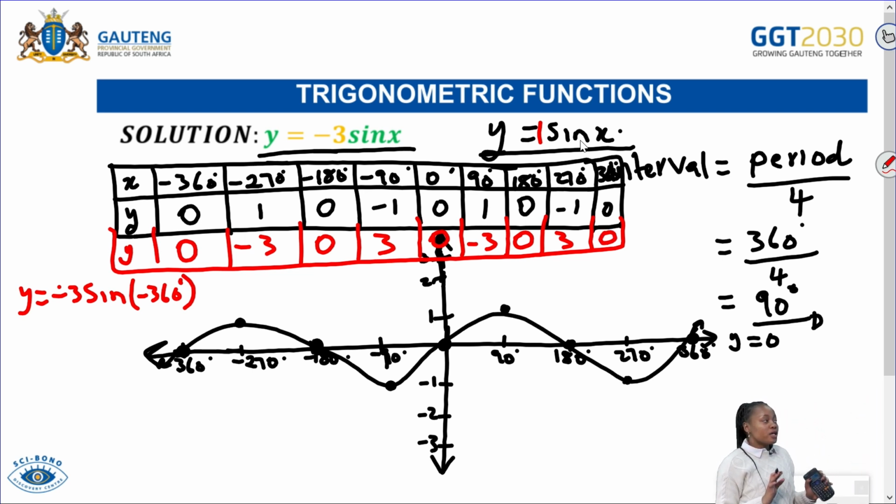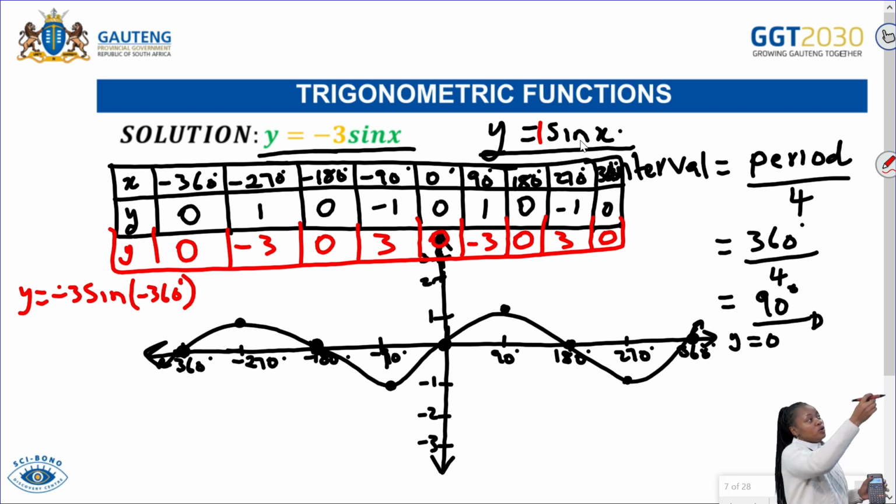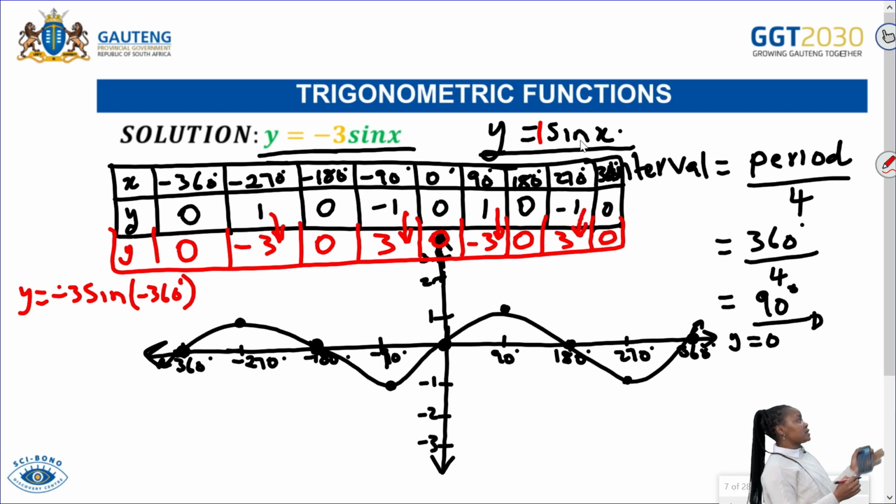So I don't know if you can see what's happening to this graph. The value of y, it was 1, but now it's negative 3. The value of y was negative 1, but now it's 3. It was positive 1, now it's negative 3. It was negative 1, now it's positive 3. Okay, let's sketch and see.